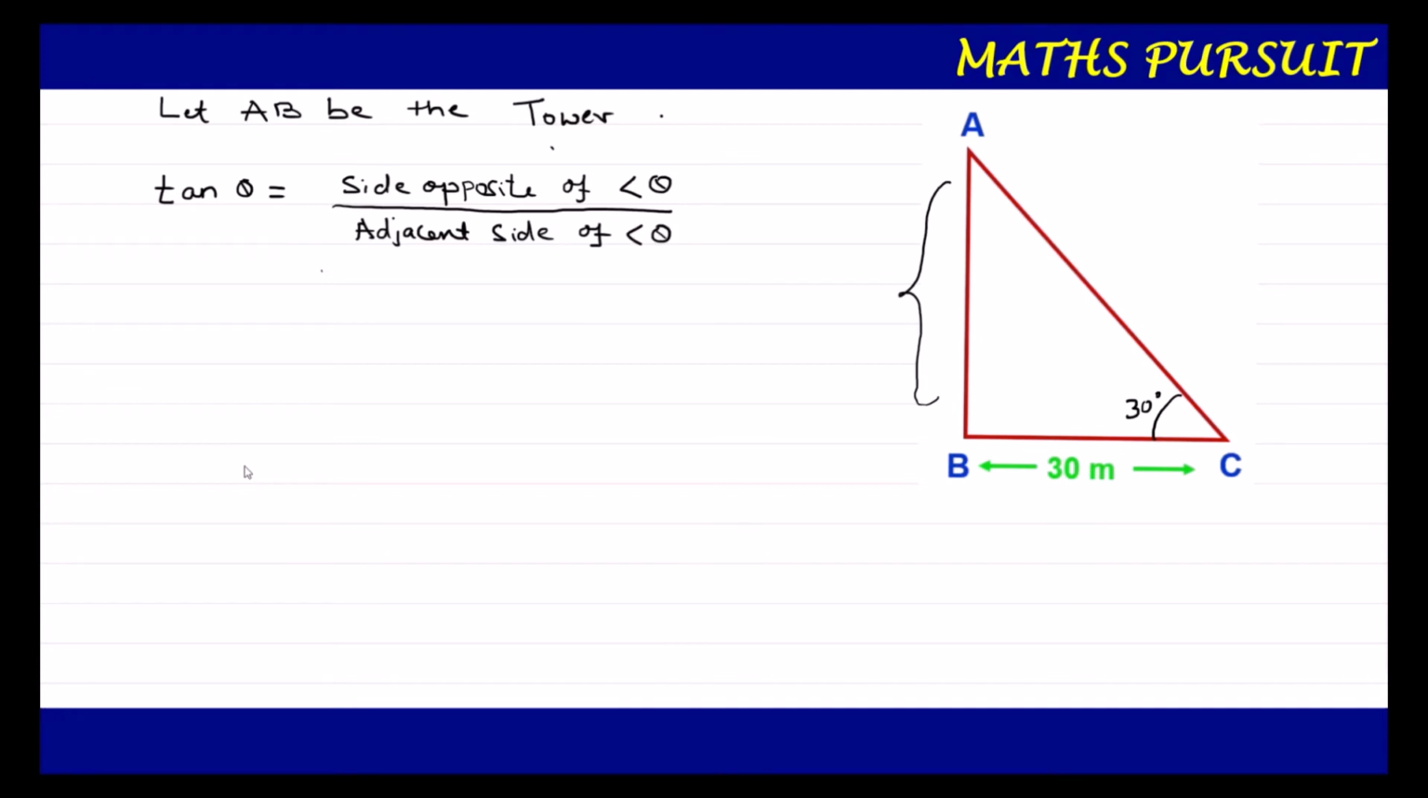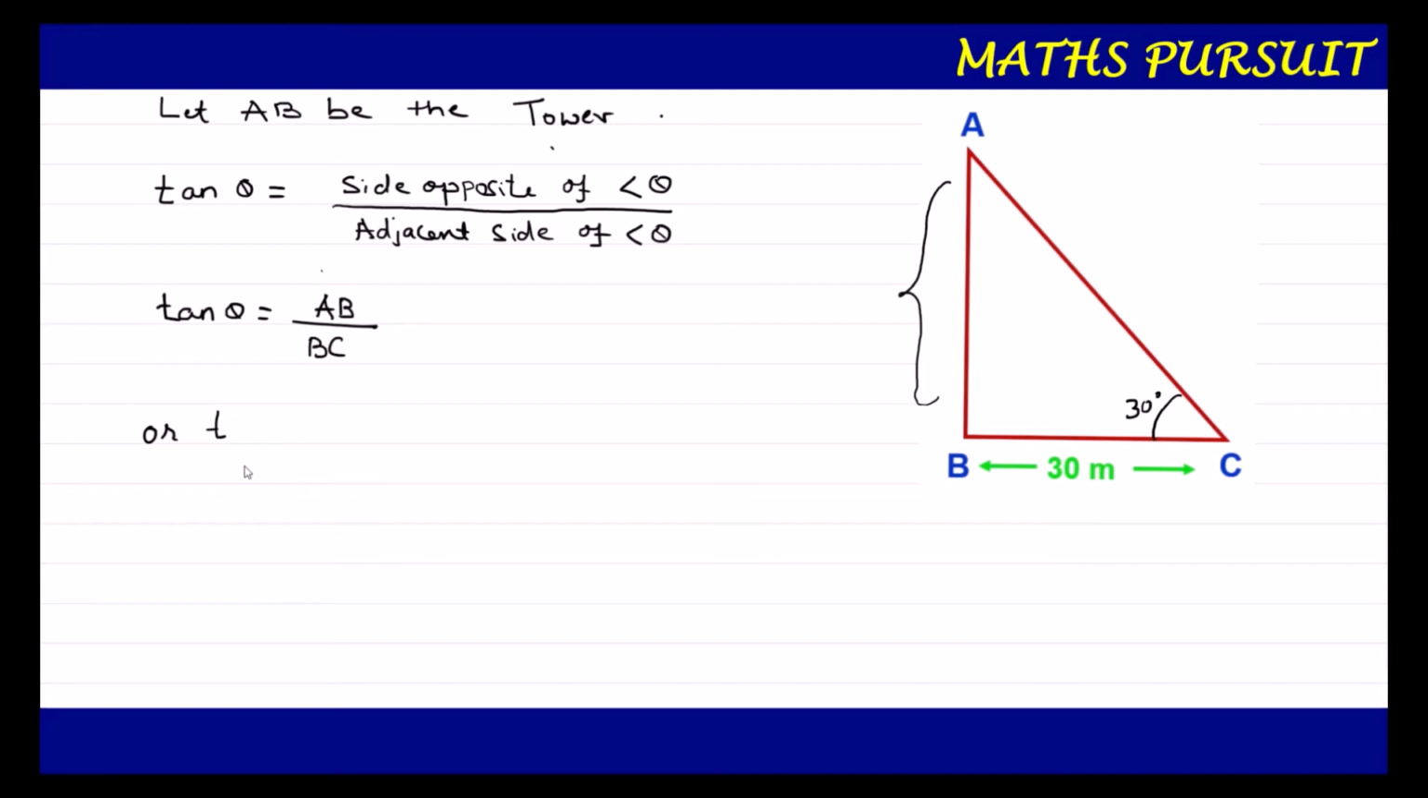So if you look here, tan theta covers these two things, AB and BC. Now I can write tan theta is equal to side opposite of angle theta. If angle C is our theta, then the side opposite to it is AB. I can write AB upon the adjacent side of angle theta. Again, if C is our angle, then the adjacent side is BC. So tan theta is equal to AB upon BC. Now let us replace the things that we know: the value of theta here is 30 degree as per the question.